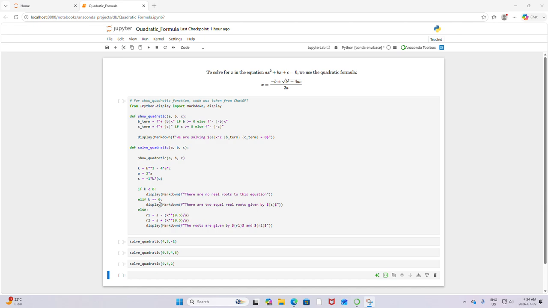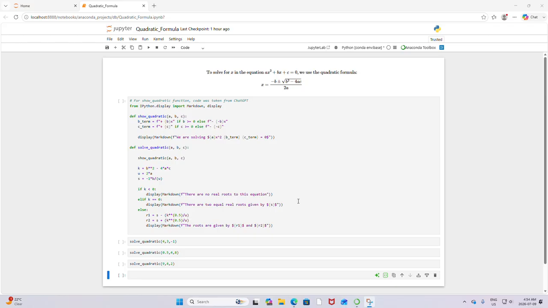So I have elif k is equivalent to 0. If k is equivalent to 0, as I said, what's under that square root sign will disappear, and we'll just have the minus b over 2a, or minus b over u, which is the s term. So I'll just display there are two real roots given by the s.